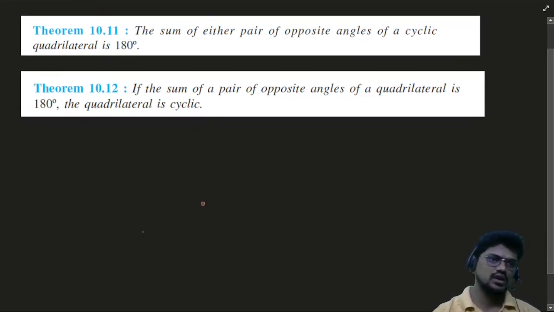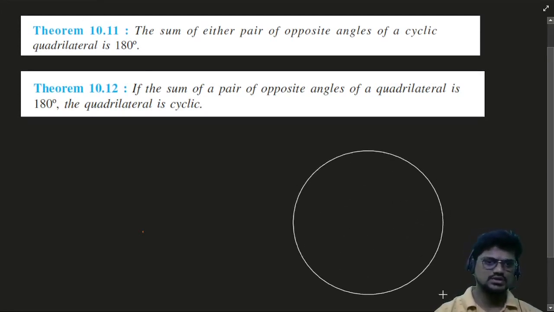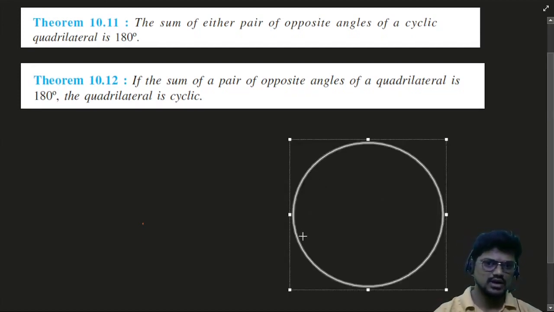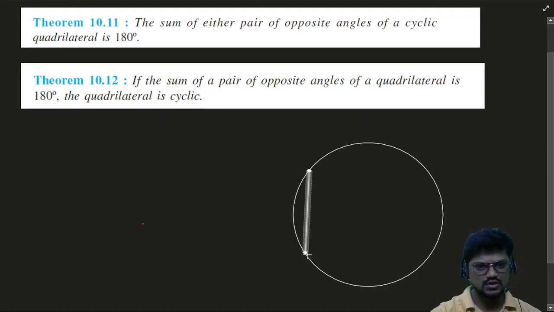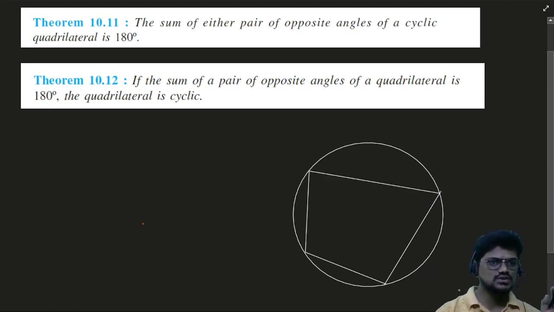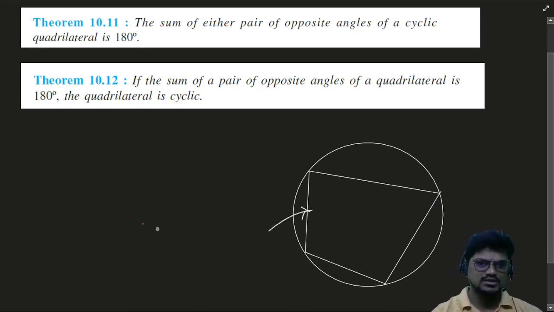Now, did I tell you what a cyclic quadrilateral is? I think I have told you, but I'll tell you again. If this is your circle, and I draw any quadrilateral inside this circle where all the vertices are touching the circumference of the circle, suppose this is one side, this is the other side, this is the other side, and this is the fourth side. All the vertices of this quadrilateral are touching the circle. That's why this quadrilateral will be called a cyclic quadrilateral.